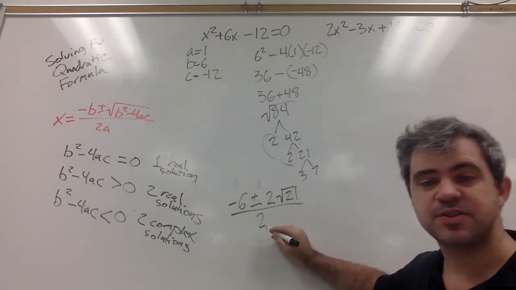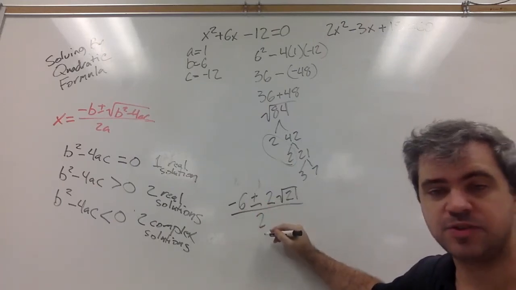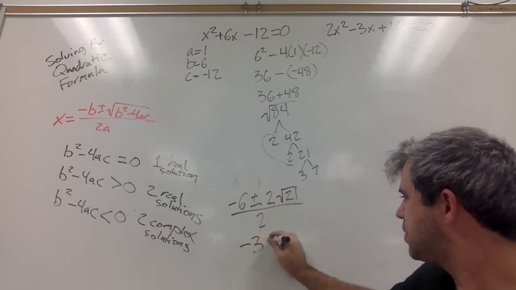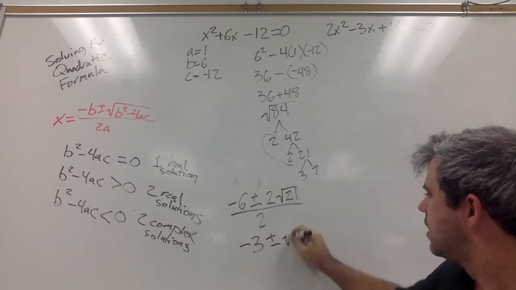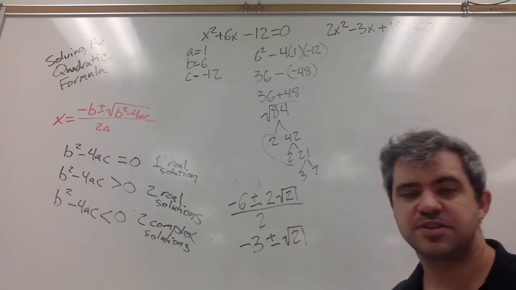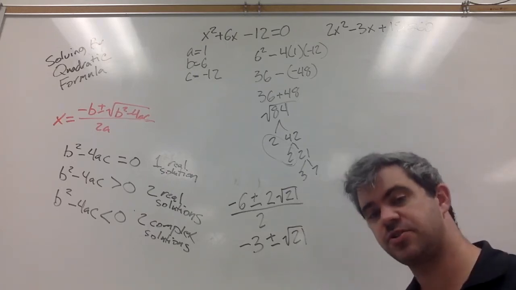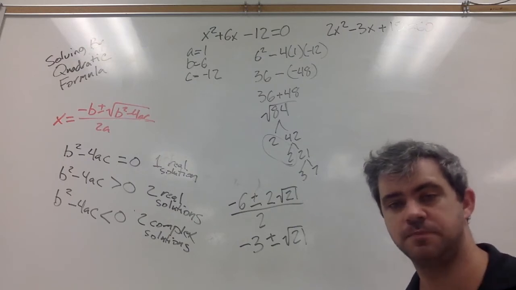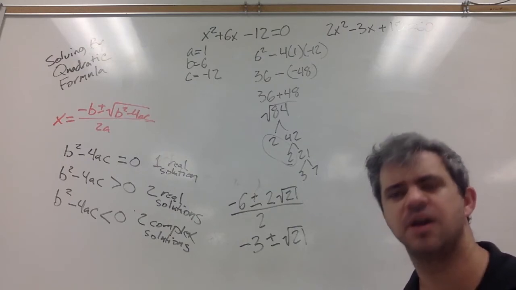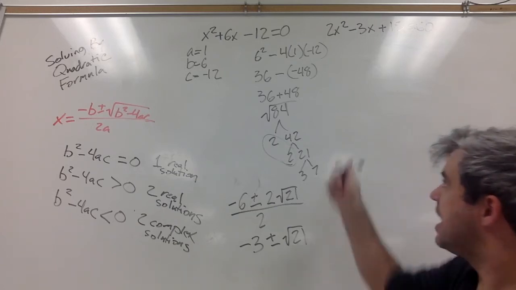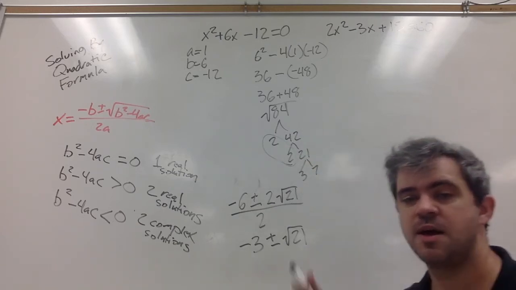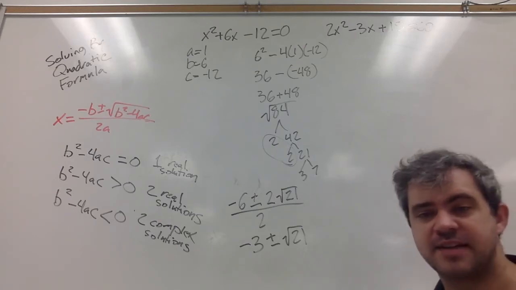Now, in this case, we can divide both of these by 2. We can distribute that division there. And this is our solution: negative 3 plus square root of 21 and negative 3 minus square root of 21. That's our simplified answer here. Obviously, at any point we could have shoved this in a calculator to get a decimal answer, but this is the exact answer.